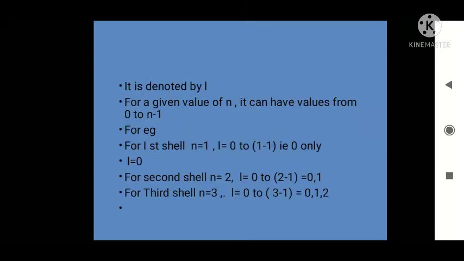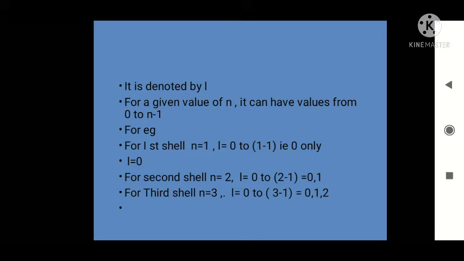Its value depends upon the value of n, that is, the principal quantum number. The value of the azimuthal quantum number is dependent upon the value of the principal quantum number n. For a given value of n, the azimuthal quantum number can have values from 0 to n minus 1.